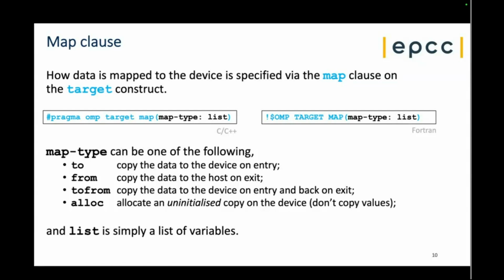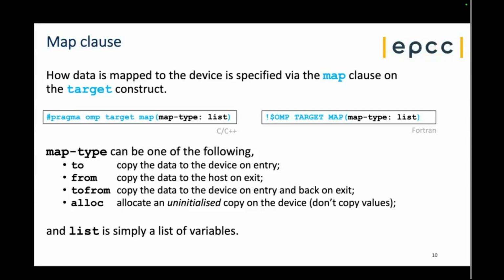Sometimes you want, at the beginning of the target section, to transfer data from the host to the device, do your computation, and when you're finished, send it back to the host. You can use two different map directives, but you can also do it in shorthand by using the tofrom map type.